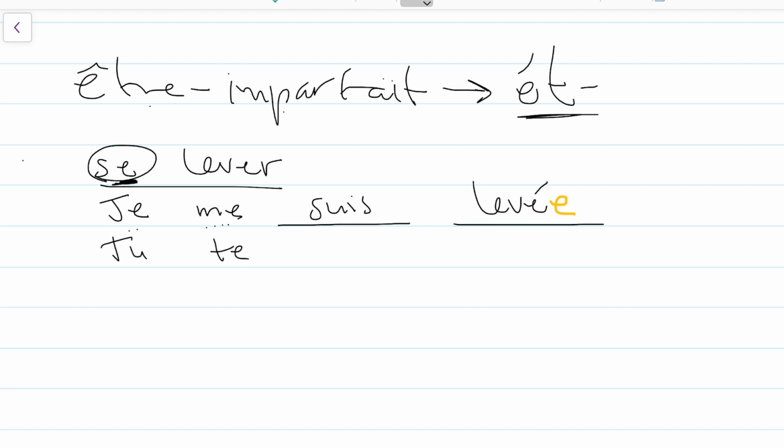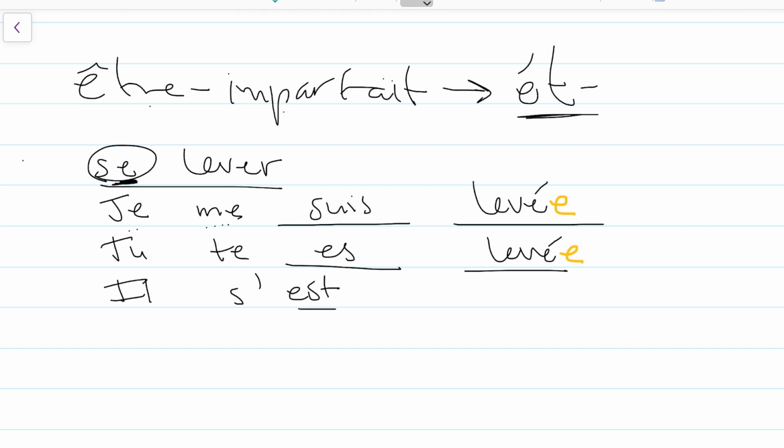Your tu, your me will become te, so tu te. Your être form is es, as usual, and levé as well. Again, thinking about agreement, you could have an extra e here possibly. For il, it would be s', apostrophe because à starts with a vowel. Levé, or elle, s'est levée with an extra e because I'm talking about elle.